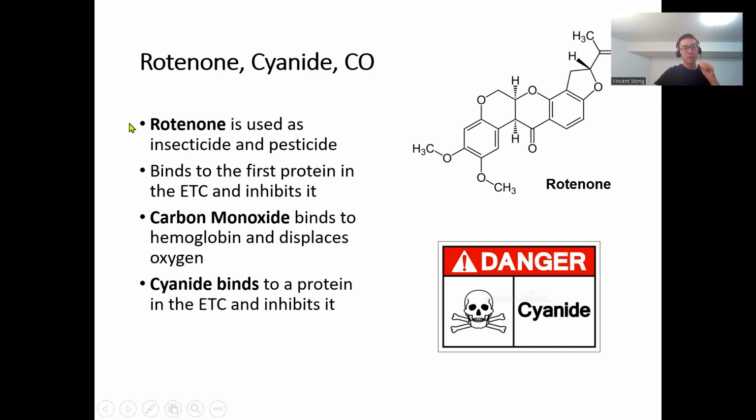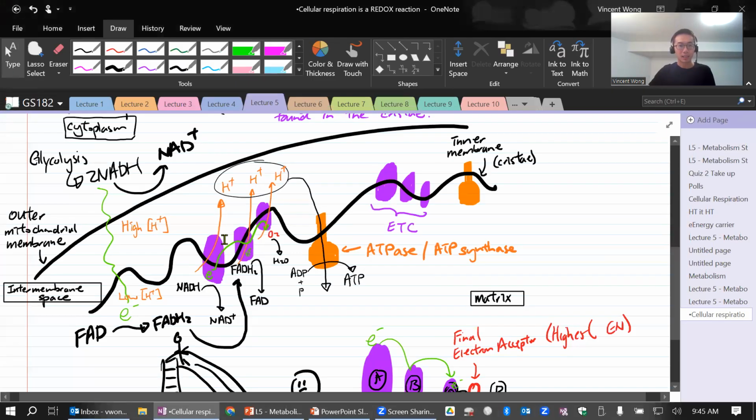But this one binds to the first protein in the ETC and it blocks it. Remember the ETC, the way I've drawn it for you anyway, has three purple proteins. If you block the first one, the NADH comes, but then it cannot put the electron on. Look here, if you block this first one, the electron cannot get off. The passenger has nowhere to go.